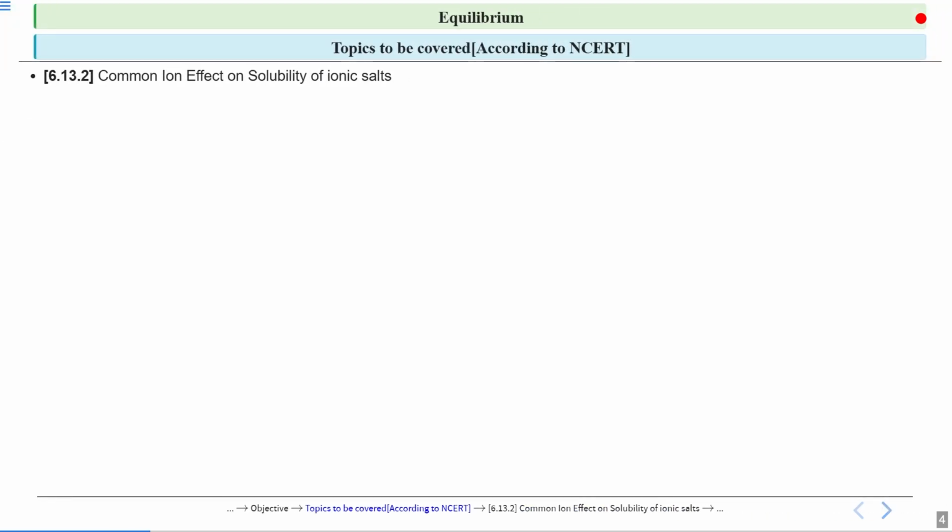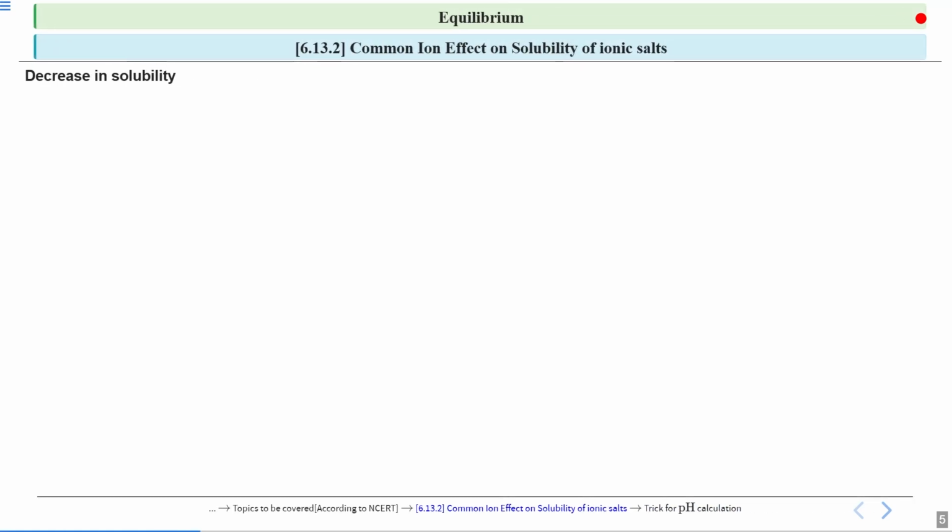If I talk about the specific sections of the NCERT that we will be covering, it would be 6.13.2, which is common ion effect on solubility of ionic salts. And as I said, we will be seeing a trick to calculate pH. So let's start with the common ion effect on solubility of ionic salts.